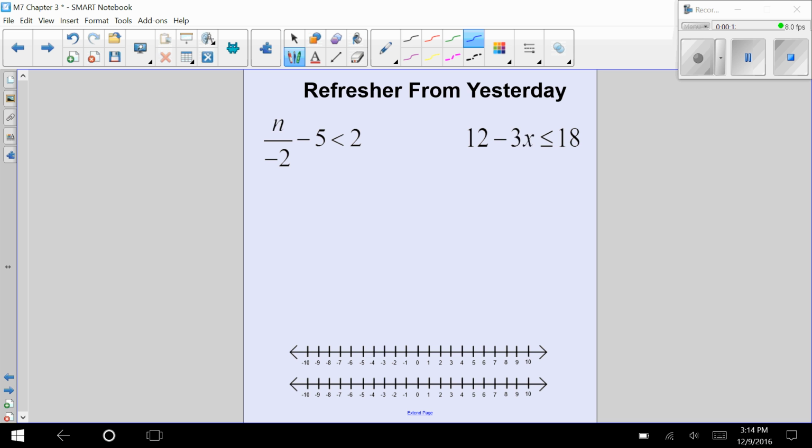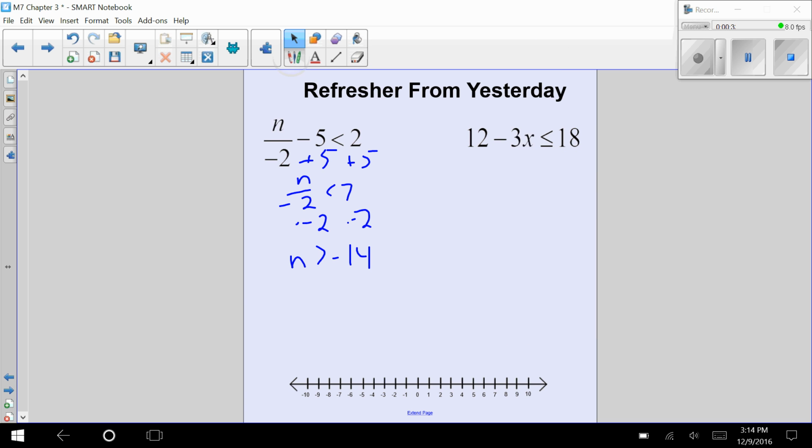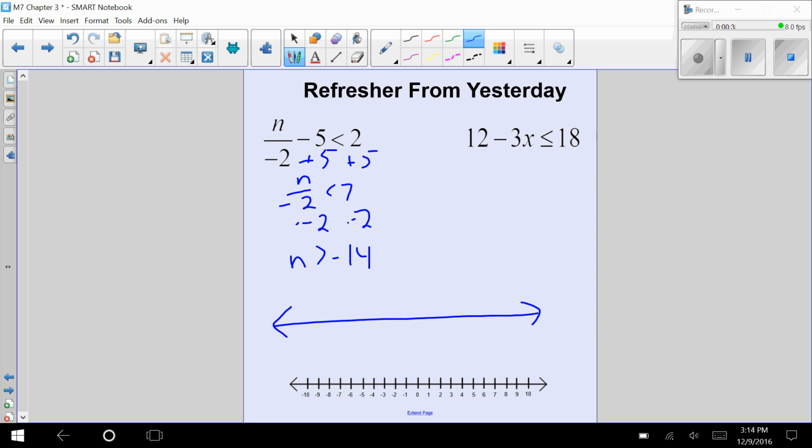When we had something like n over negative 2 minus 5 is less than 2, we started by adding 5 to both sides. We get n over negative 2 is less than 7. Then we multiply both sides by negative 2, and we get n is greater than negative 14 because we have to flip our inequality symbol. Then we graph. I put negative 14 in the middle. I make an open circle at negative 14 and my arrow goes to the right.